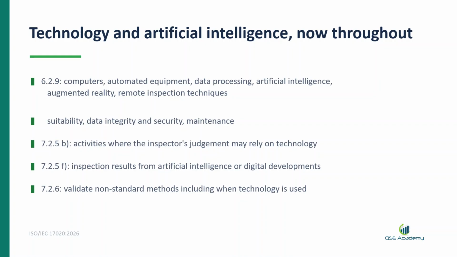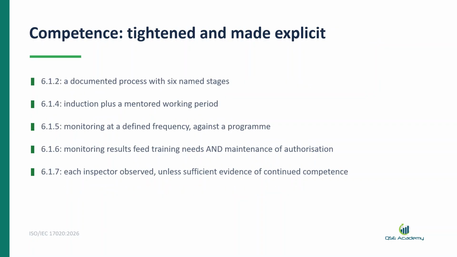And 7.2.5f requires them to address inspection results coming from artificial intelligence or digital developments. And 7.2.6 requires validation of non-standard methods, including when technology is used, with the note naming modeling, artificial intelligence, and remote techniques. If you use any of this today, and most bodies do, this is real work. Competence was always the core of the standard, but the 2026 edition makes the machinery explicit.